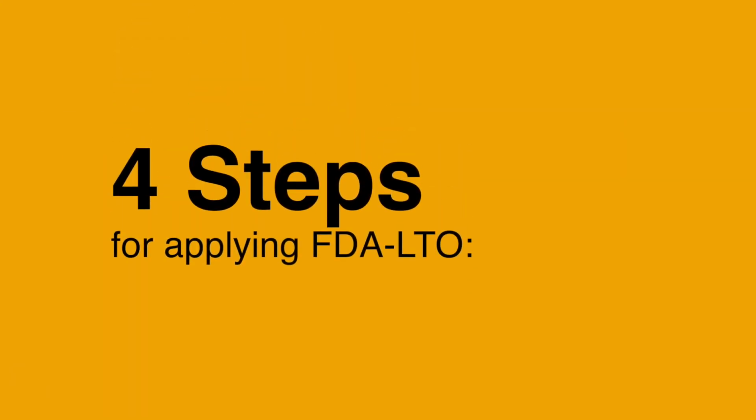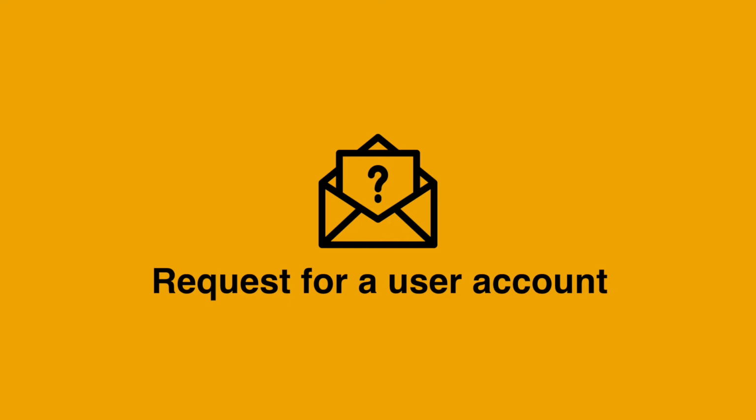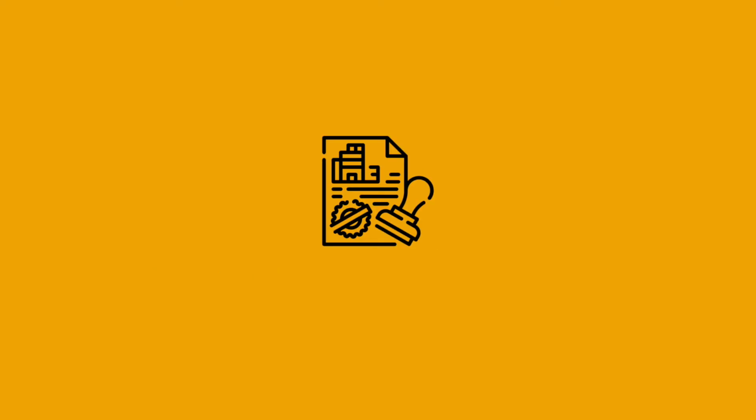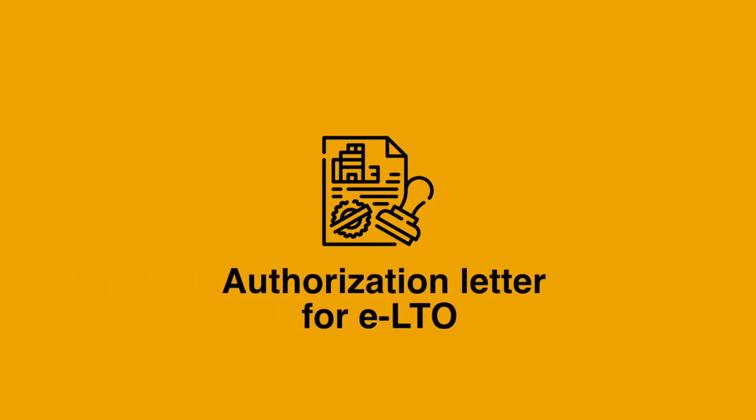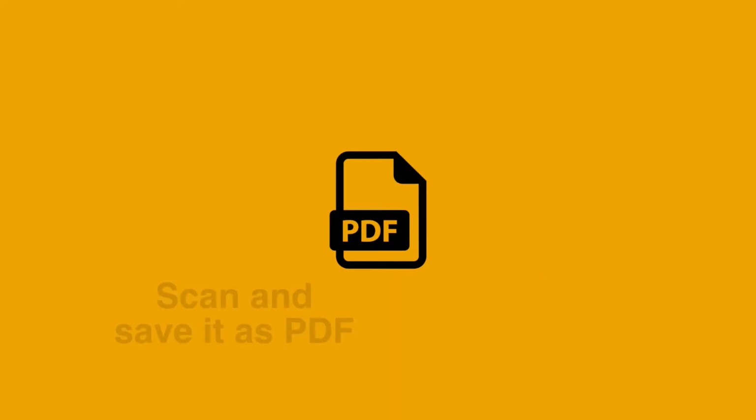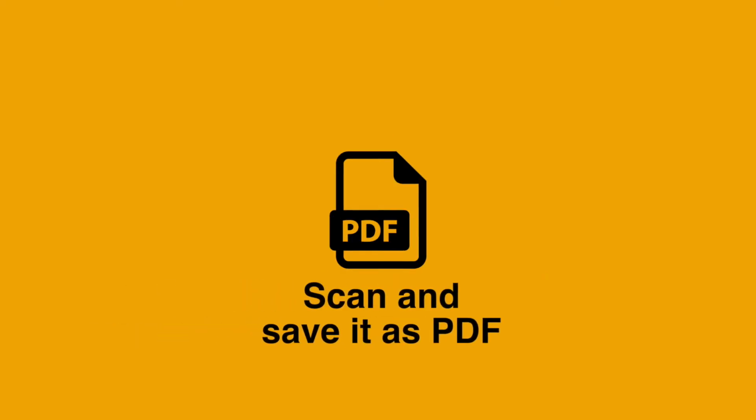There are 4 steps in acquiring the application process for FDA LTO. First off, we need to request for a user account. Accomplish the authorization letter for ELTO user account application and be sure to sign it and have it notarized. Scan the form and save it as PDF.